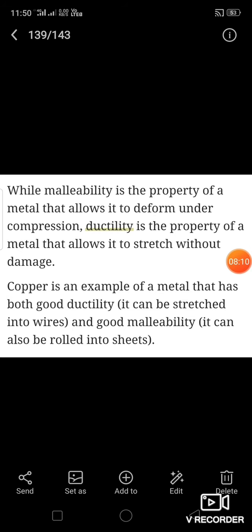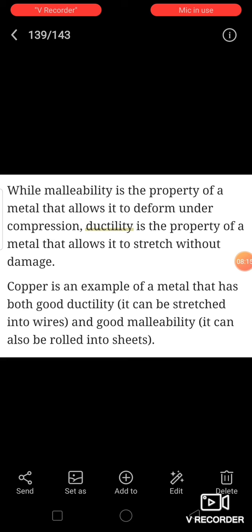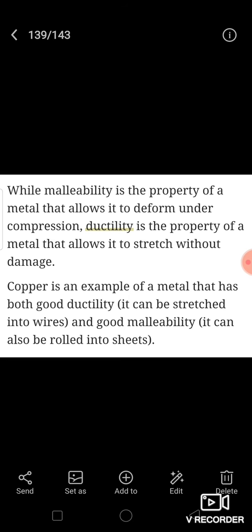Okay. In the next point, you come across a word known as ductility. So let's know the meaning, then later we move on to that point. While malleability is the property of a metal that allows it to deform under compression, ductility is a property of a metal that allows it to stretch without damage. You can stretch. Copper is an example of a metal that has both good ductility and good malleability. It can be stretched into wire. It can also be rolled into sheets.